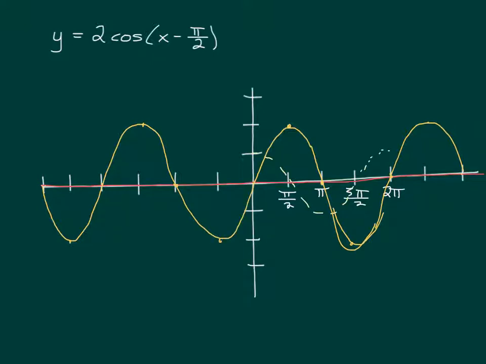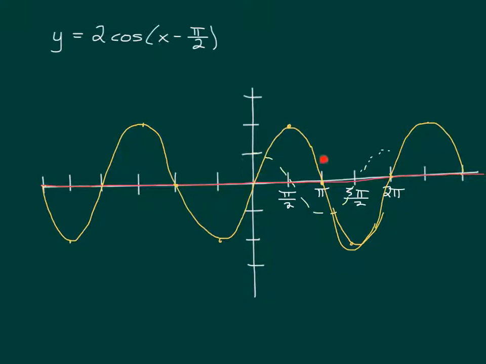There is my graph. So I gave you this function, asked you to graph it. It is cosine shifted to the right pi over 2 with an amplitude of 2. That is the graph. Tomorrow, the type of question you're going to be given is I will provide you with this gold graph, and I will ask you for the equation of the graph.